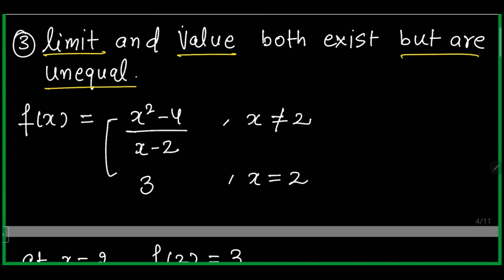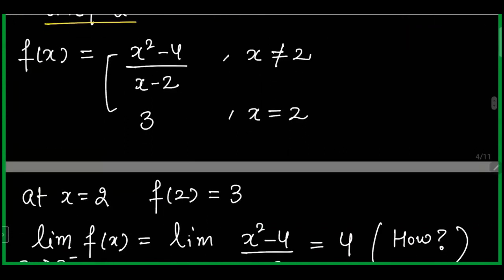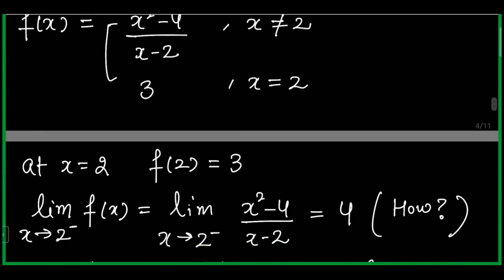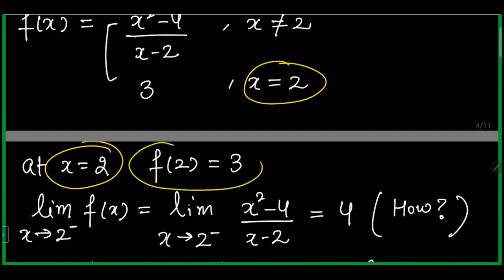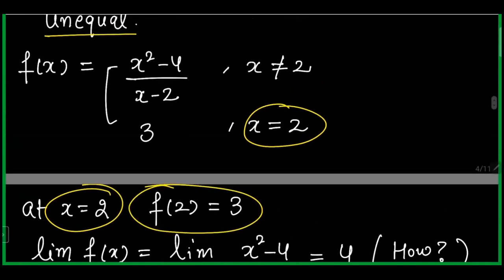They are not equal. You can actually see this example in the notes, or I can also explain it to you, there is not an issue. So limit and value both exist. Let's try to see the value. At x equals to 2, what is the value? At x equals to 2, the value of the function is 3. You can clearly see this function says, when you are at x equals to 2, your value is 3. But when you are not at x equals to 2, your value is x square minus 4 by x minus 2. So when you are exactly at 2, the value of the function is 3.